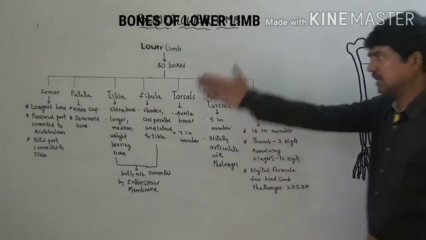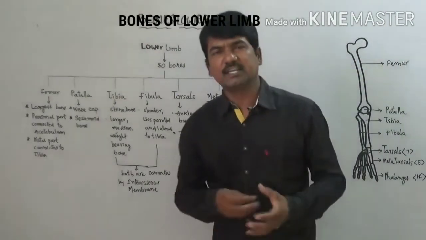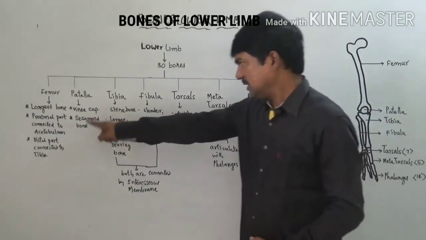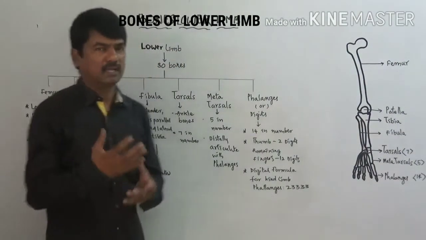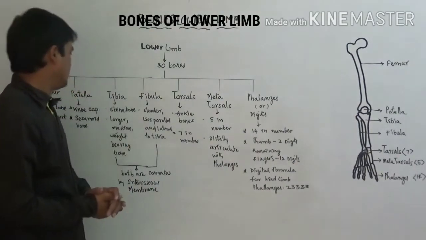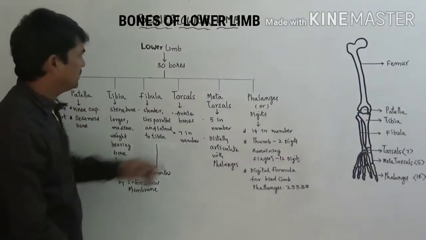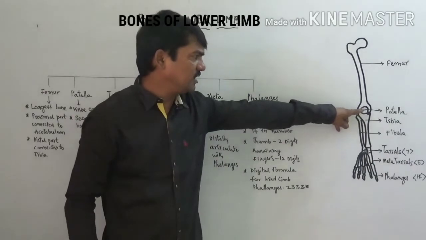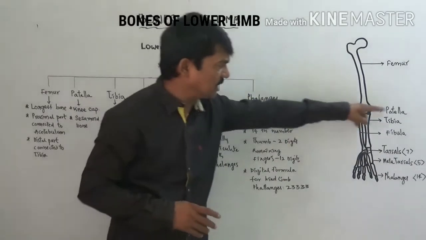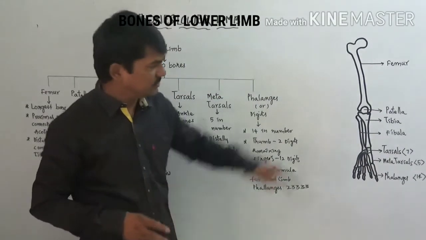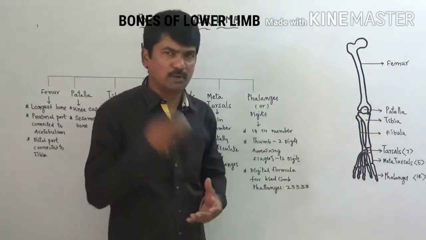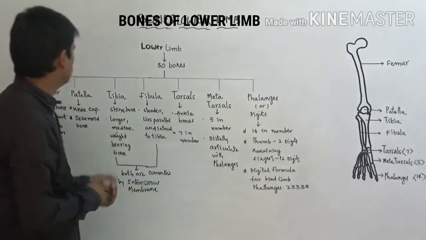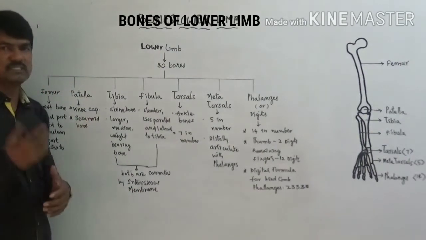And next, patella. The patella is also known as the kneecap. It is also known as a sesamoid bone. Here we can identify a small structure located on the patella, between the tibia and femur bones. A small bone is present, called the kneecap, which is also known as the sesamoid bone.